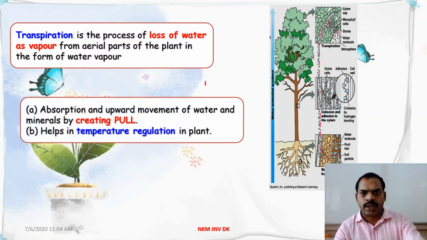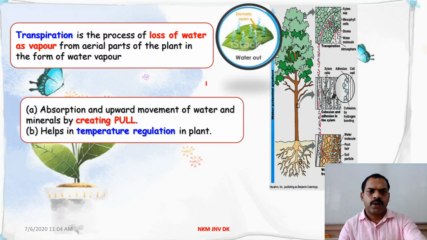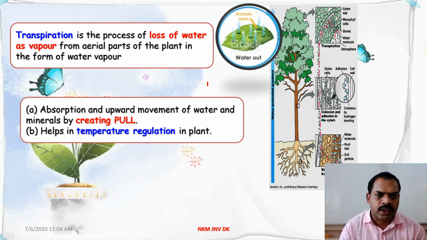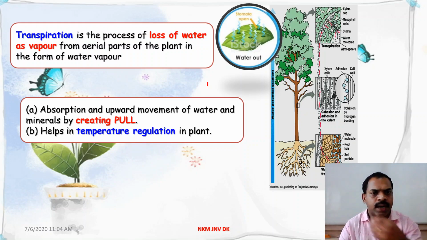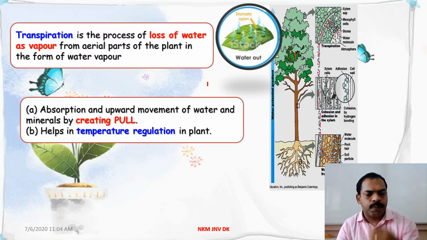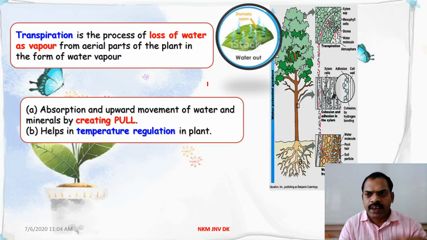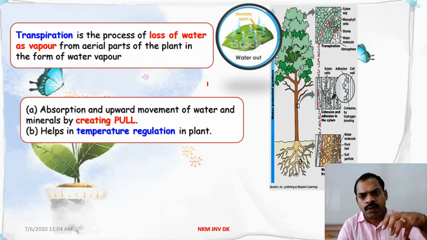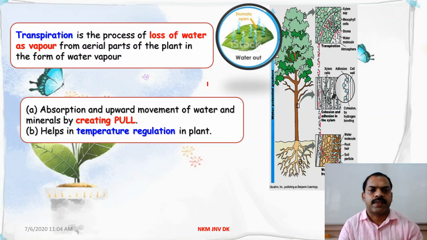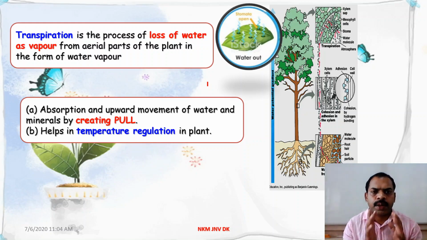So what are the other advantages of this transpiration? It is a major driving force or pulling force to absorb water and minerals. Very important thing, minerals also come along with water, so it helps to absorb not only water but also minerals, and helps in temperature regulation in plants.